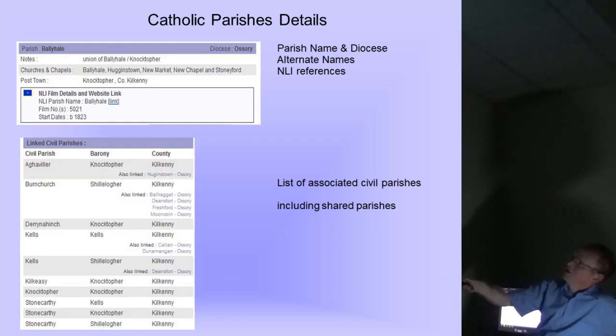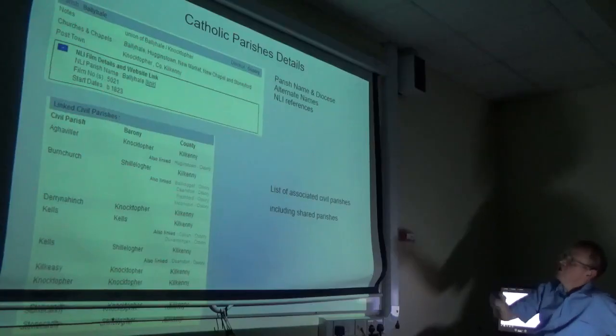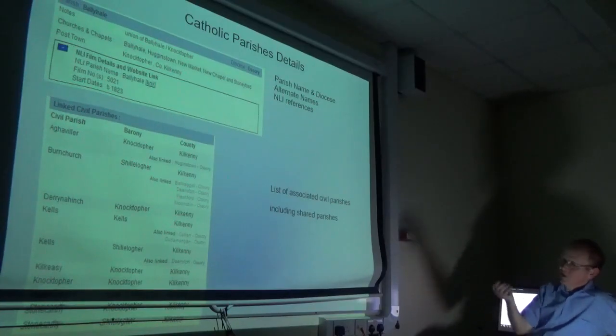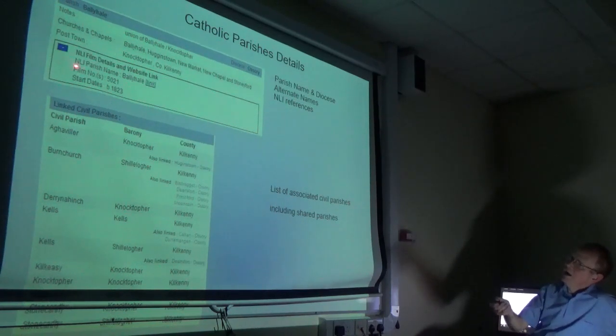That's at the top, with the parish and the diocese. Alternate names: often there's a union of this parish and that parish. Sometimes the union will be the civil parishes, sometimes it will be the name of the townland the chapel's in. I added that at the last minute.